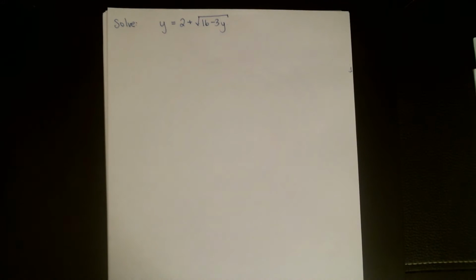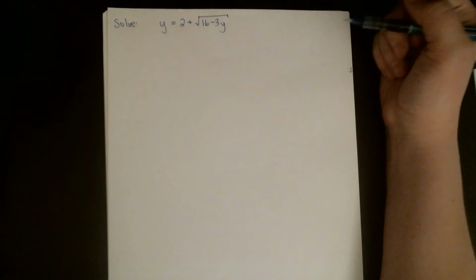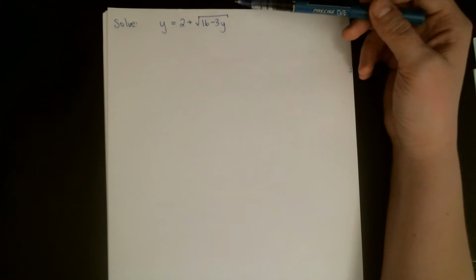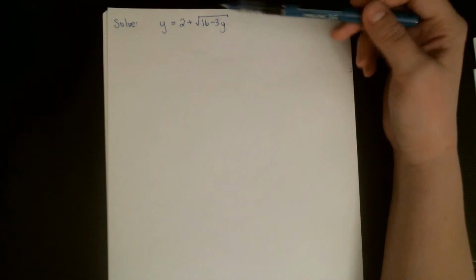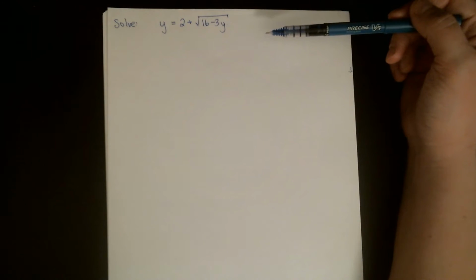Hi all, this is an example of solving a radical equation. You know you're working on a radical equation when you have variables stuck under a radical. So in this case, the fact that we have a y stuck in the square root is a big sign that we're dealing with a radical equation.